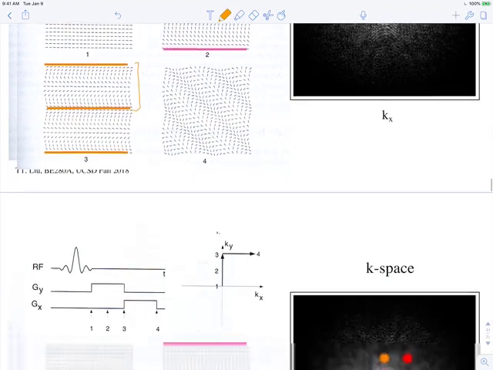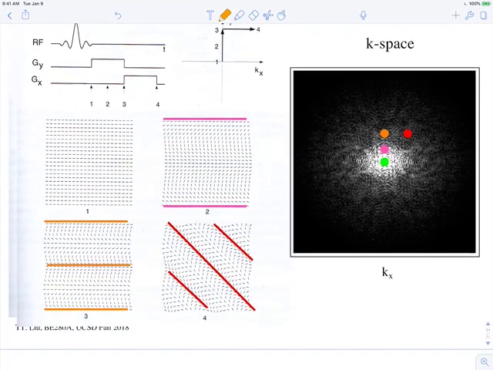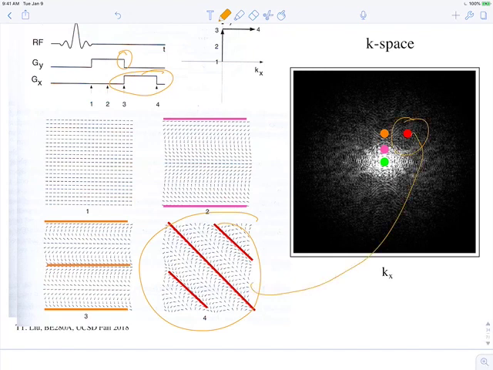And then finally, we turn off the GY gradient and we turn on the GX gradient. So now we keep the variation in Y, and now we start adding variation in the X direction. So the phasor pattern is going to end up looking diagonal, and this is where we are in K-space here. All right, so that's how we move out in K-space. And so basically, the gradients change these phasor patterns, and for every phasor pattern, we can tell where we are in K-space.